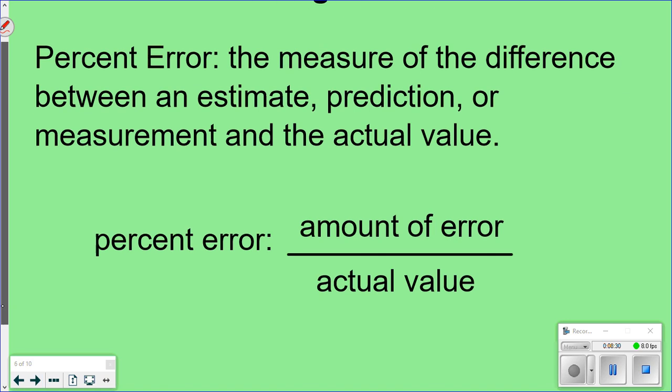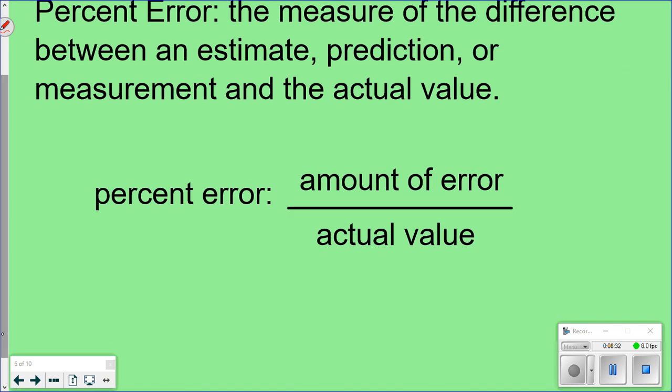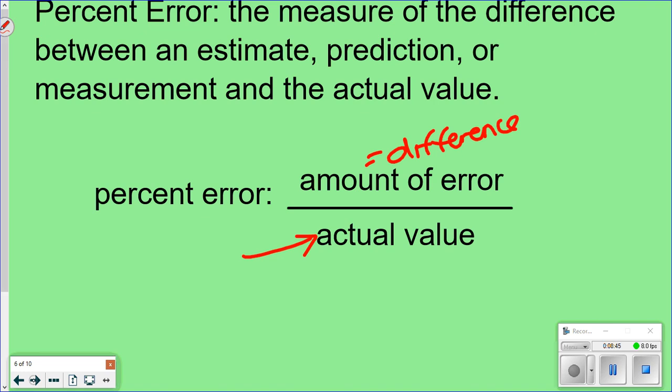Now it's about the same type of problem, but it's a little different. So this is still the difference. You're going to find the difference between what your estimate was and what it actually was. The difference is up top, and this is the actual value down here. It's not the original value that you started with. It's what actually happened. So here's an example of this.